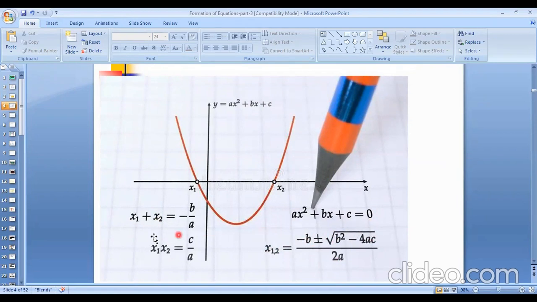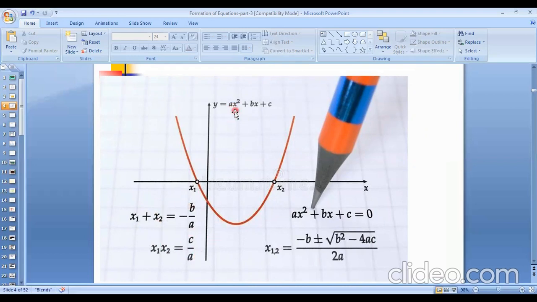So remember it, the sum of the roots x1 plus x2 will be minus b by a. b means the coefficient of x, and a means the coefficient of x square. So the sum of the roots will be minus b by a, and the product of the roots, that means the multiplication of x1 and x2, will be c by a. We have to remember these two formulas for any quadratic equation.